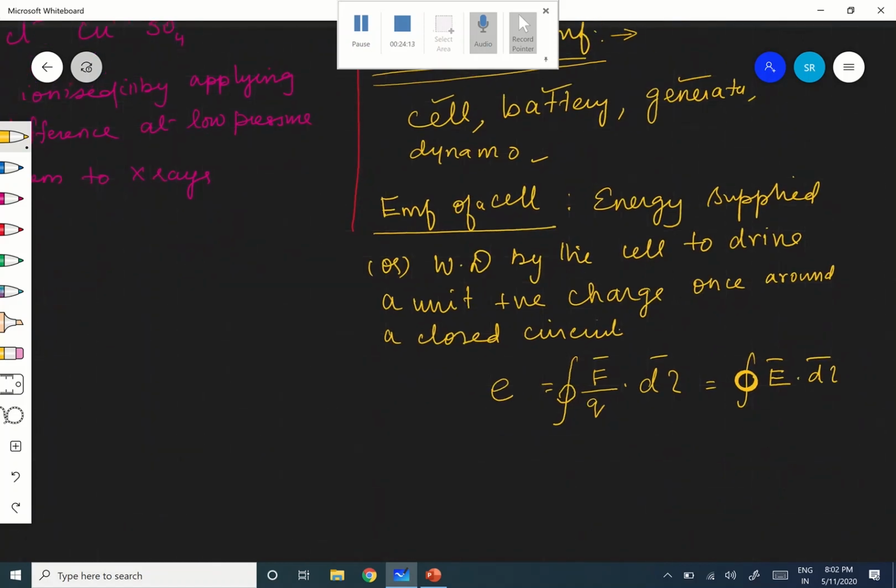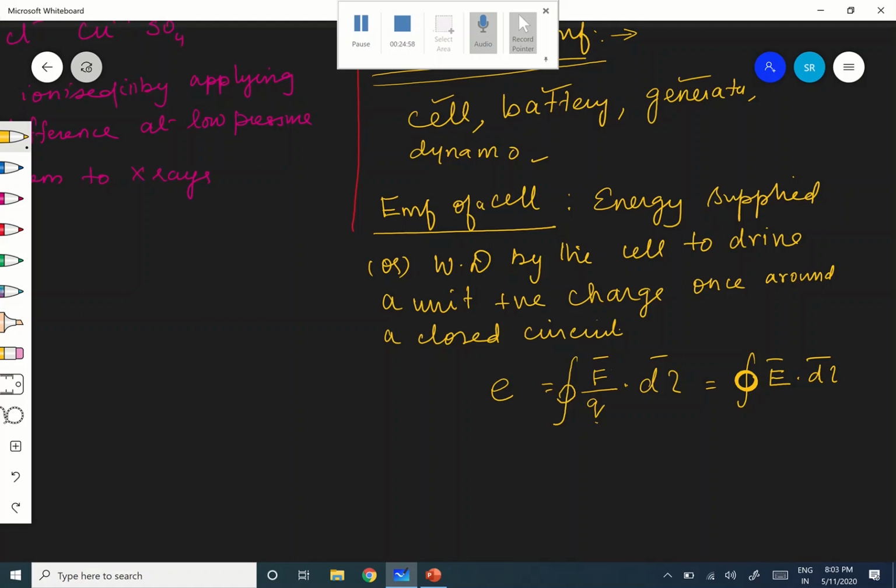Are you following everything we have seen in electrostatics itself? From the definition, EMF is the energy supplied, or work done by the cell, to drive a unit positive charge, work done per charge, through a dl, a small path through the circuit. Once around a closed circuit, how much work has to be done by the cell to move a unit positive charge? That is the measure of the EMF of the cell.